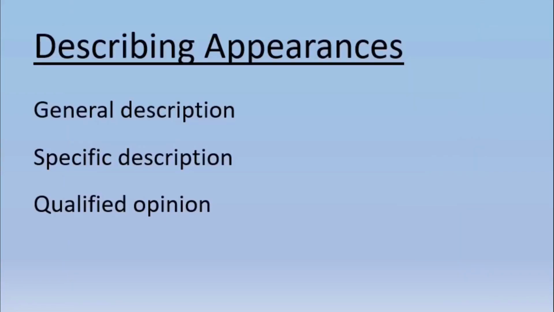Describing appearances of people can be difficult, but if you think about it logically, there are three main areas of description. There are general description, specific description, and qualified opinion. Let's take a look at each one of these.